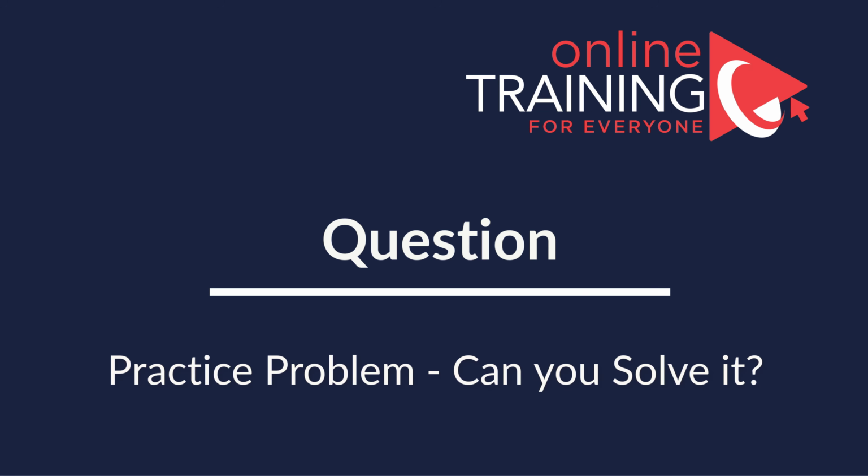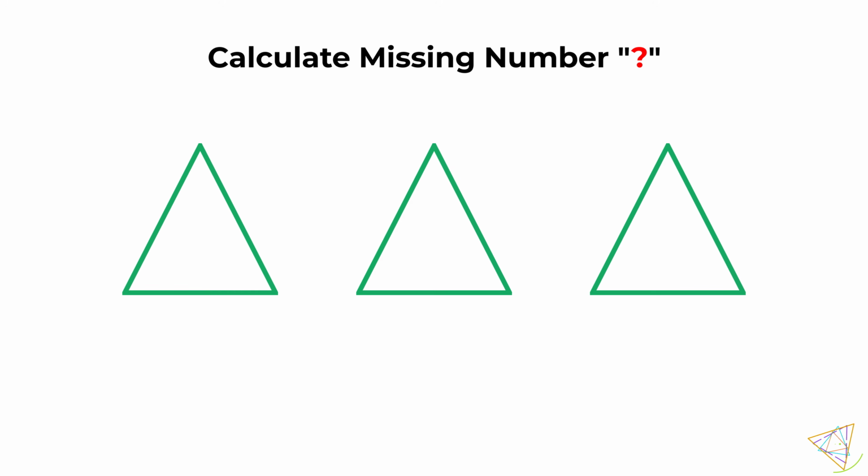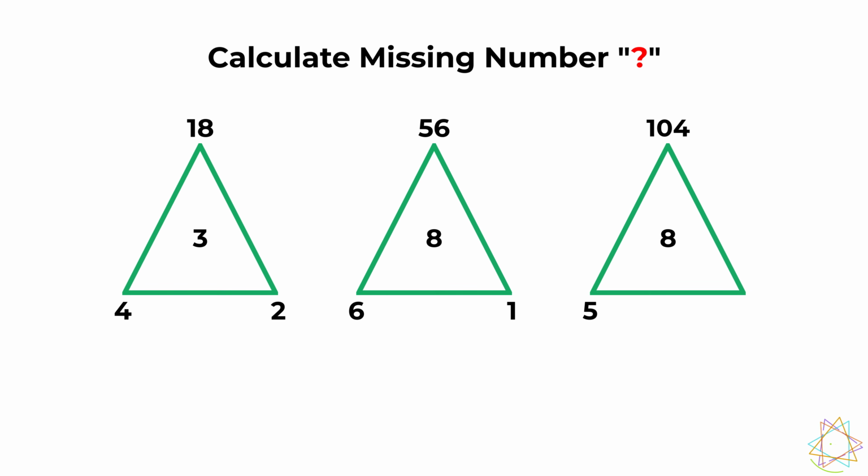If you calculate the answer to this question, please make sure to post it in the comment section of this video. You need to calculate the missing number, and you're presented with 3 triangles. Each triangle has numbers in the corners as well as in the middle. The first triangle has number 18 on the top, numbers 4 and 2 at the bottom, and number 3 in the middle. The second triangle has number 56 on the top, numbers 6 and 1 at the bottom, and number 8 in the middle. The third triangle has number 104 on the top, number 8 in the middle, number 5 in the bottom left corner, and the number in the bottom right corner is missing. Your choices are 9, 10, 11, and 12.